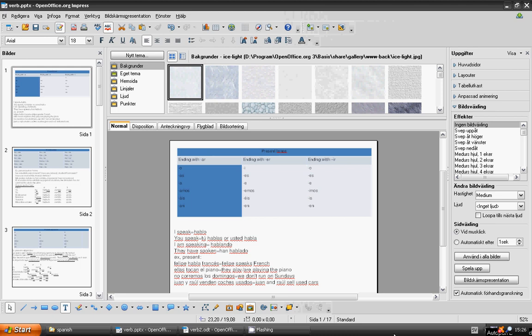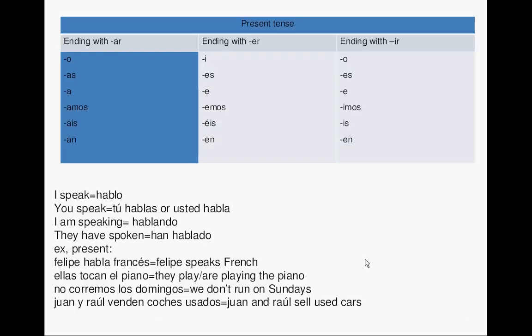Now we are going to look at the present tense and verbs ending with AR. For the first pronoun, AR changes to O. For the second, AR changes to AS. For the third, AR changes to A. For the plural first pronoun, AR changes to AMOS. For the second, AR to ÁIS. And for the third, to AN.